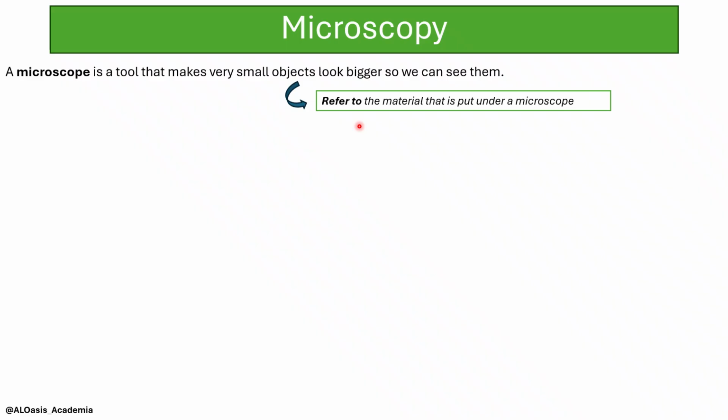And in this context specifically, when we say an object, we refer to the material that we put under the microscope, that we are looking at. So that's an object, the thing that we are looking at through the microscope.